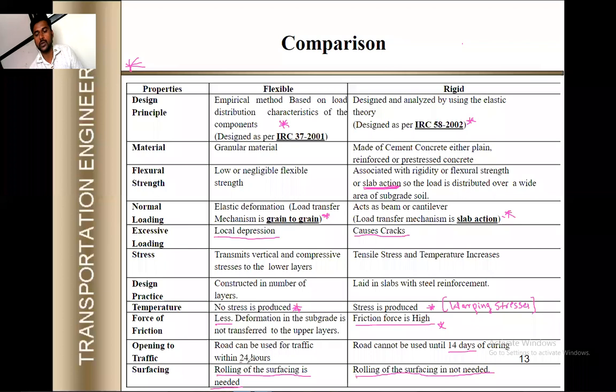Okay, so write down this table. This is a very important table. There will be an MCQ on this table. Everyone, please write down this table. A very important table is there: the comparison between the flexible and rigid pavement. All of you, please write down this table.